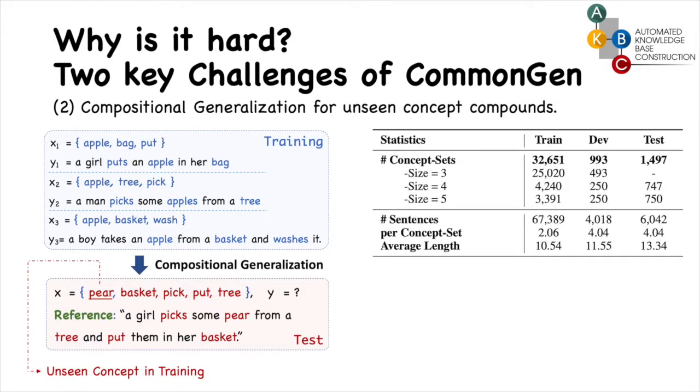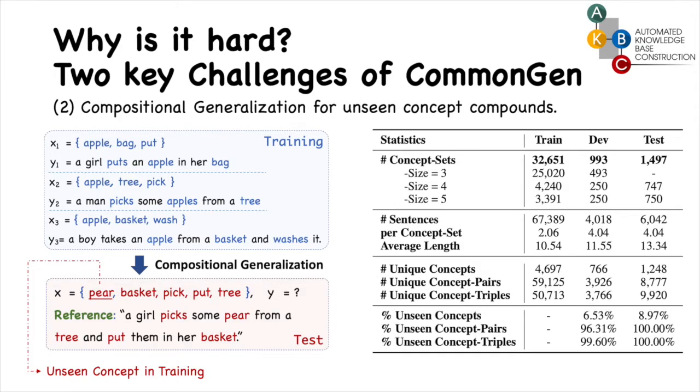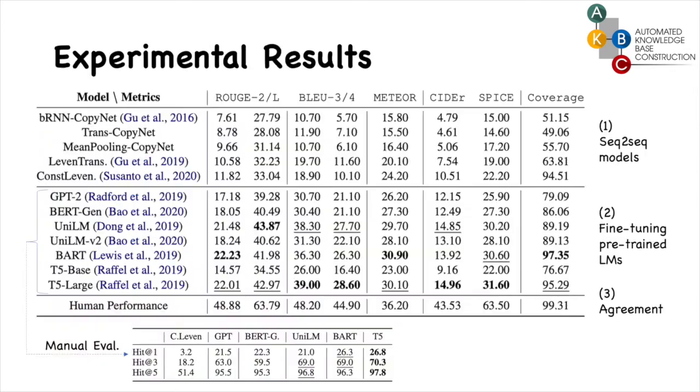So these are some statistics of our dataset, and note that all the concept pairs in the testing examples are not shown in the training set before. We have tested a comprehensive list of models on our dataset. These are some experimental results with several automatic evaluation metrics. We also did manual evaluation by asking humans to compare and rank the model generations. In the end, we found that T5-large, after fine-tuning, performed the best, but it's still far from human performance.